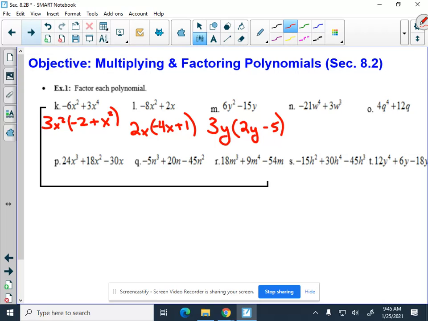All right, the next one. 3w to the third minus 7w plus 1. A lot of times students will forget the 1. All right, let's try this one, see if you can do it.